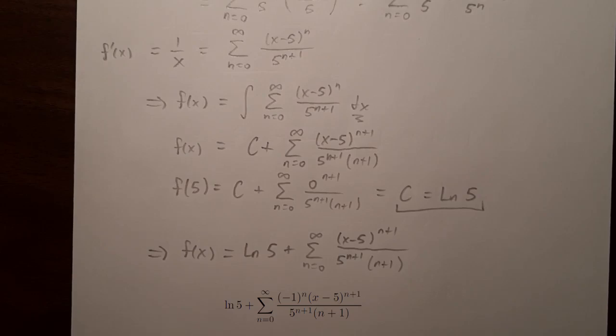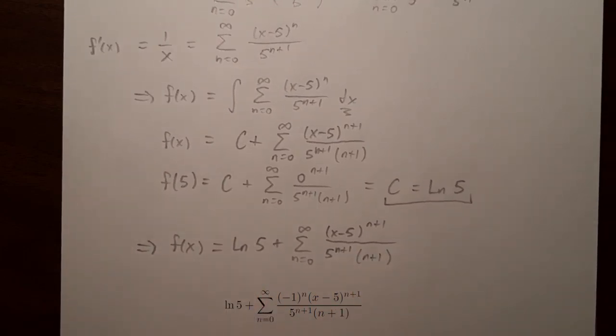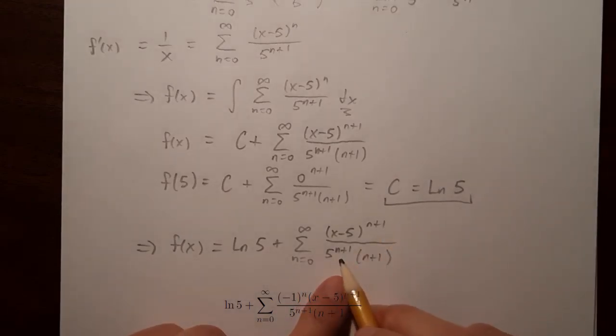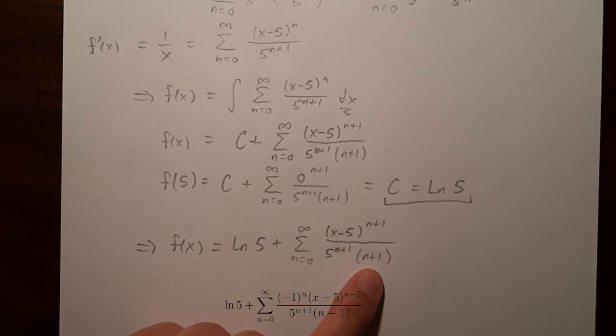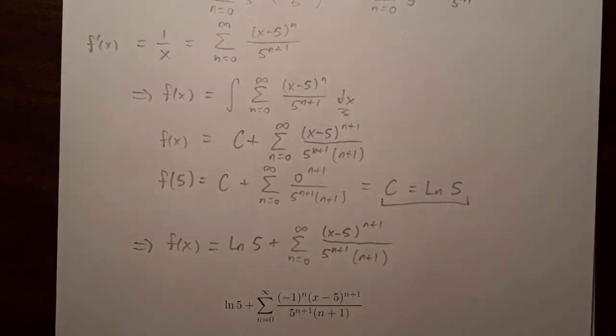Although there is actually one optional thing you can do if you want to clean this up and make it look a little nicer. So if you notice, we have a bunch of n plus 1s sitting all over the place, which is fine, but it's kind of a clunky bit of notation. We would like it if it was just, say, (x minus 5) to the n, 5 to the n, and just n on bottom. Fortunately, we can convert it into that.